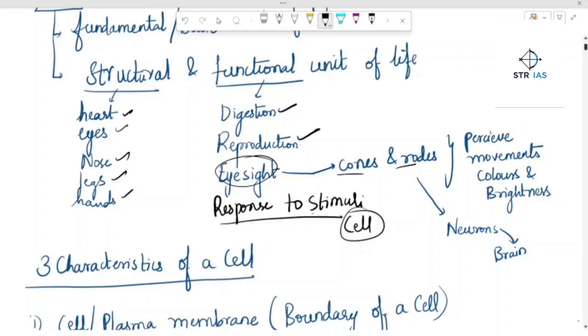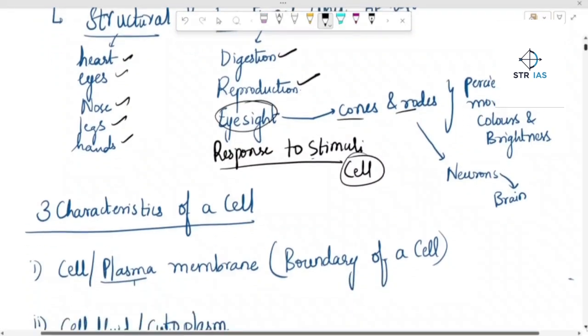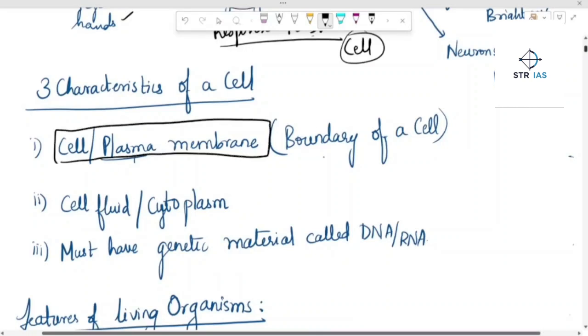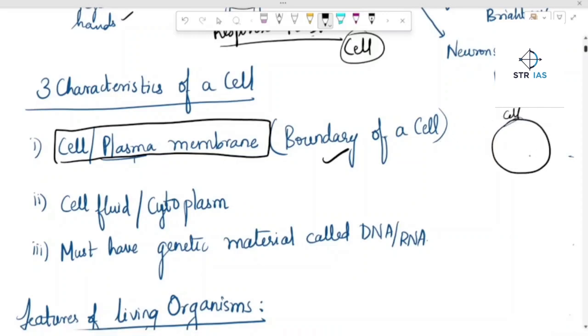To become a cell, we need to have three characteristics. First, the cell will have the cell or plasma membrane, which is called the boundary of a cell. And it will have a fluid inside it in which all the organelles will be floating, and transport of different amino acids or molecules will be happening through this fluid, and that fluid is called cytoplasm. And it must have a genetic material, whether it is DNA or RNA. We will be looking at this DNA or RNA in more detail.